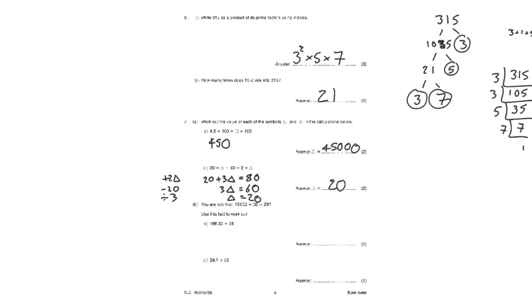16632 divided by 56 is 297. Use this fact to work out 166.32 divided by 56. So the number that you're dividing is 100 times smaller. So the answer is going to be 100 times smaller, 2.97. The other thing that I would do just to check this is round each number to one significant figure and check that your answer makes sense.